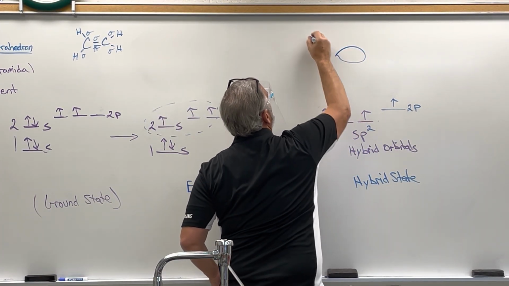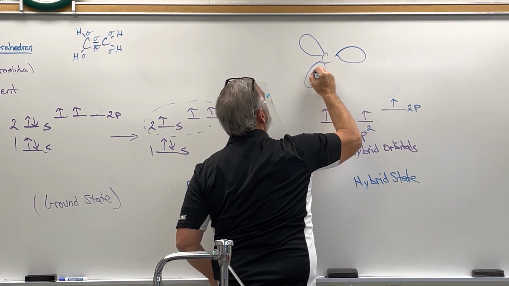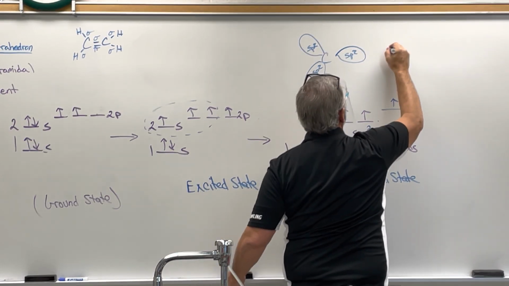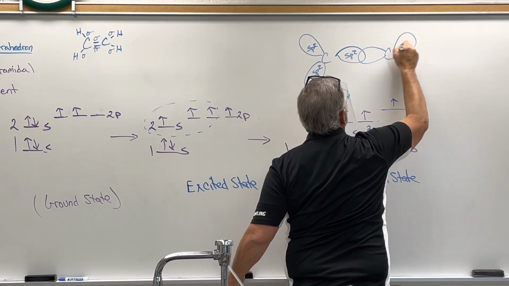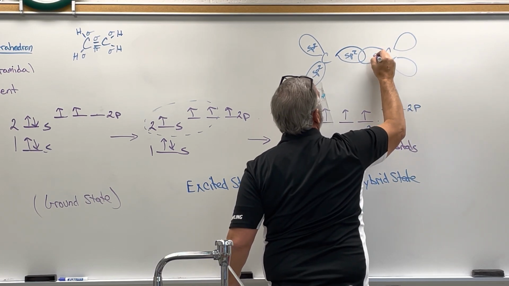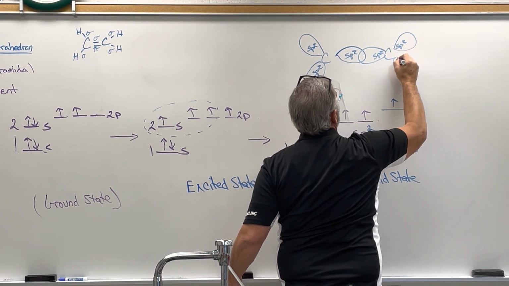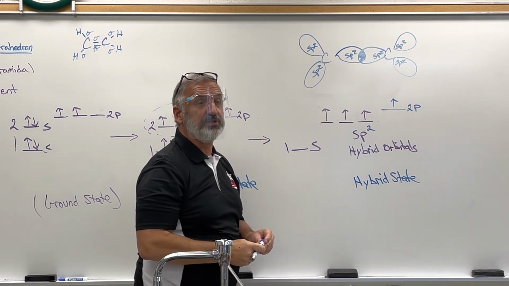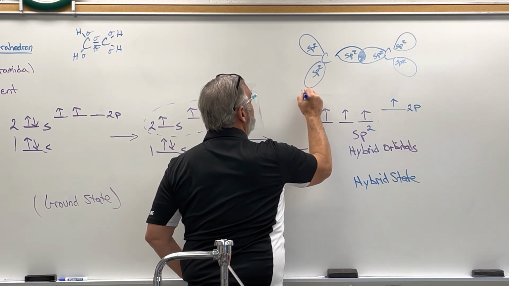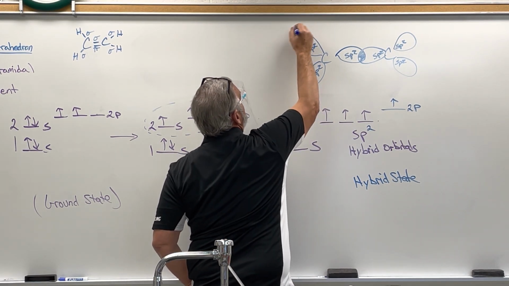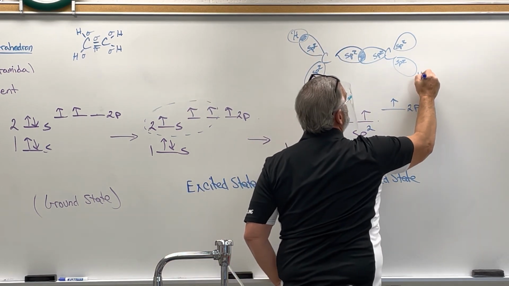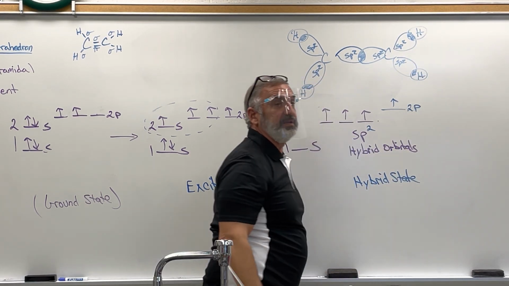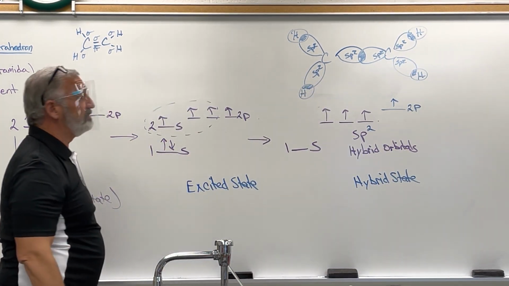I'm going to go here, here, and here. These are my sp2s. And the other carbon is doing the exact same thing. So here's my sigma bond between the 2 sp2s. I bring a hydrogen in here for a sigma bond, a hydrogen in here for a sigma bond, a hydrogen here for a sigma bond, hydrogen here for a sigma bond. So those are all my sigmas.